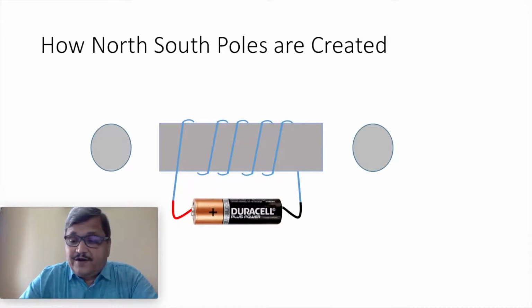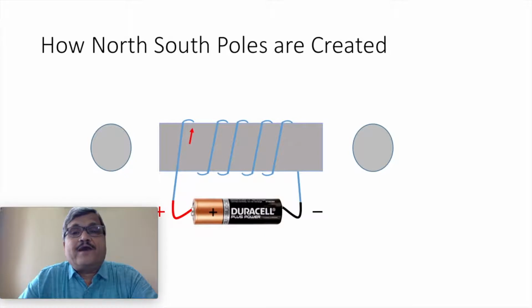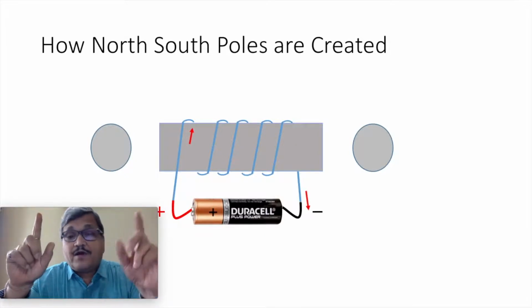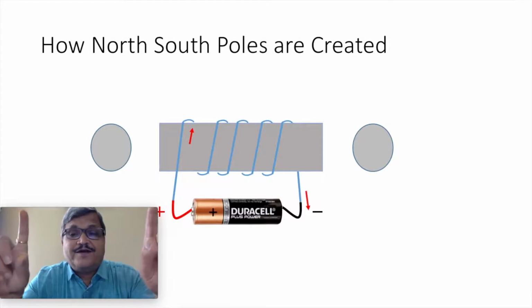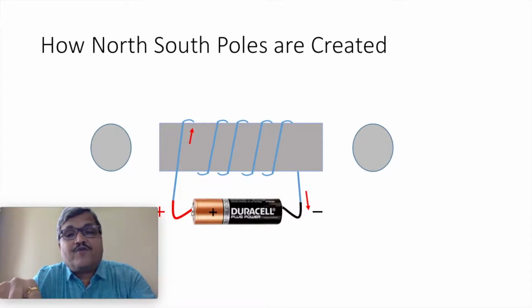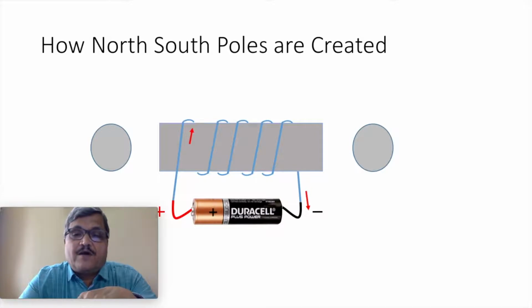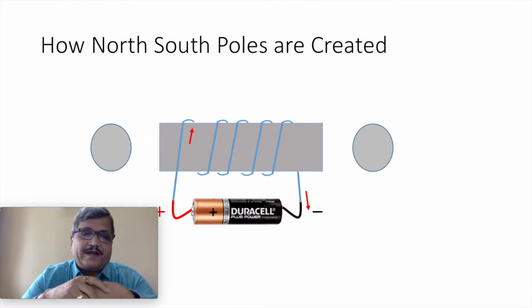So the current will rotate in this fashion. The current will rotate in this fashion, it will travel upward and finally it will come out and go to the negative. I am talking about current, not about electrons. So current will travel from positive to negative. It will come out from the lower end and ultimately pass through the battery.